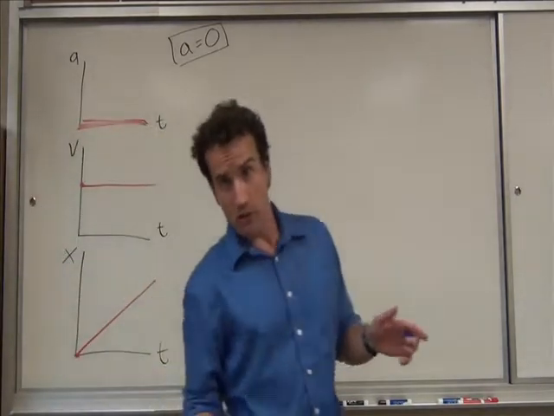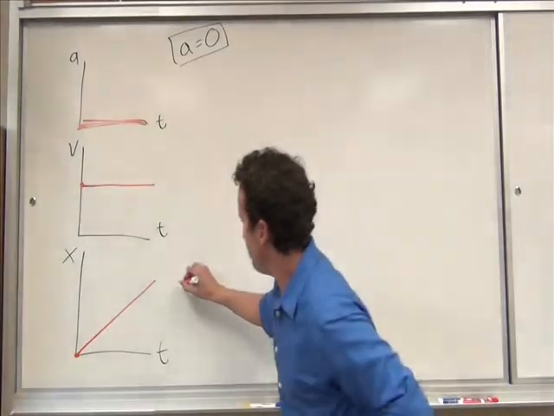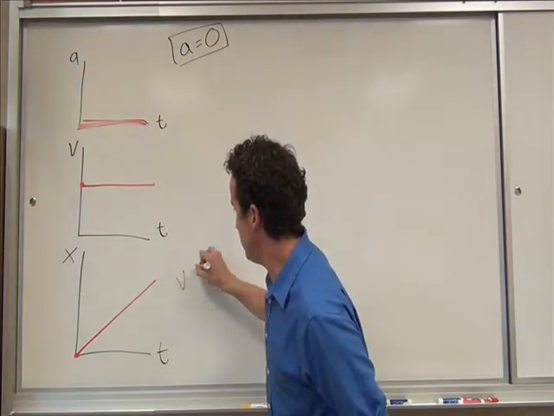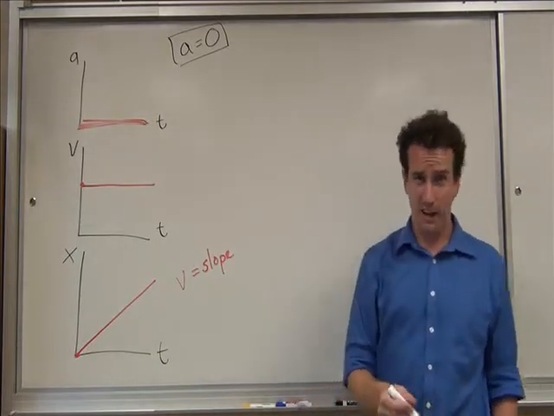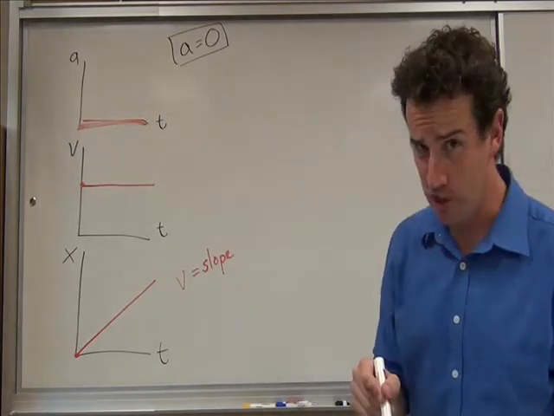Now, I want you to notice that the velocity is the slope on that graph. How quickly is the position changing?